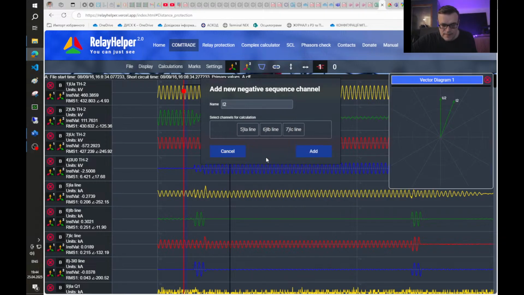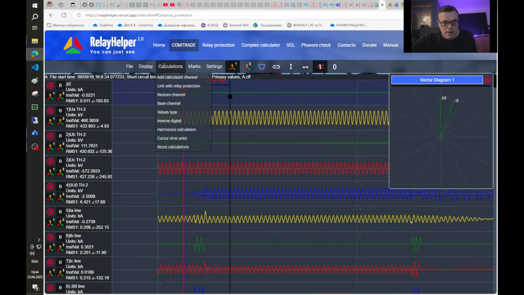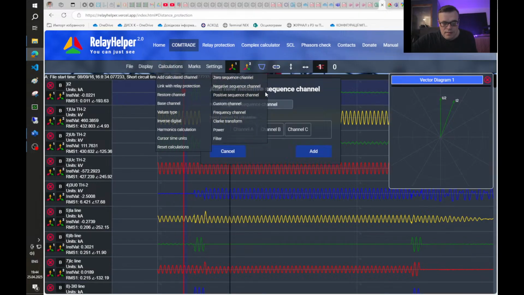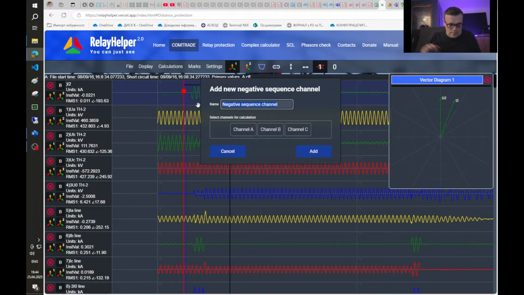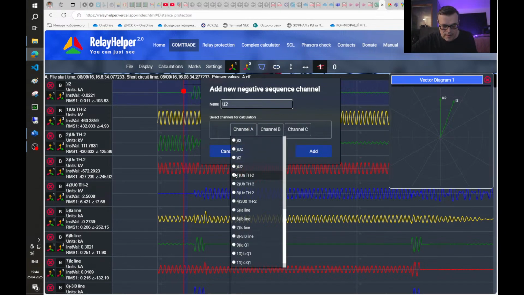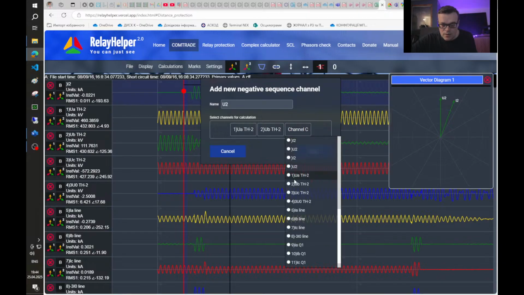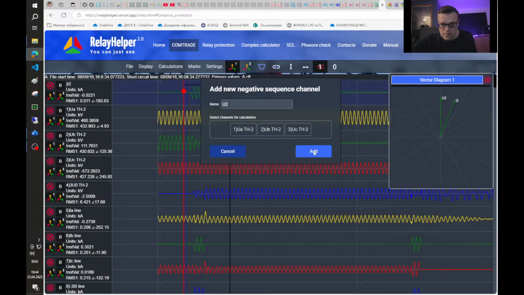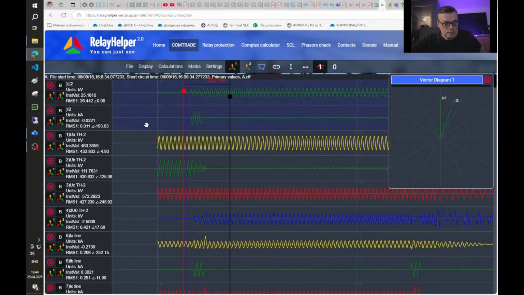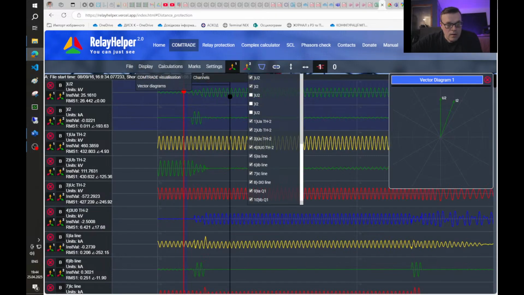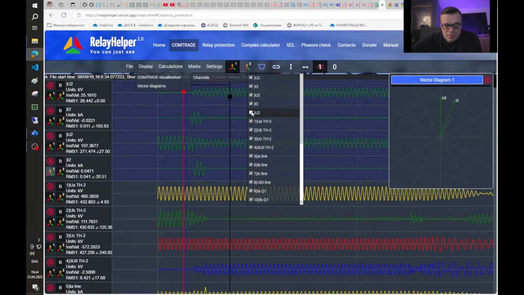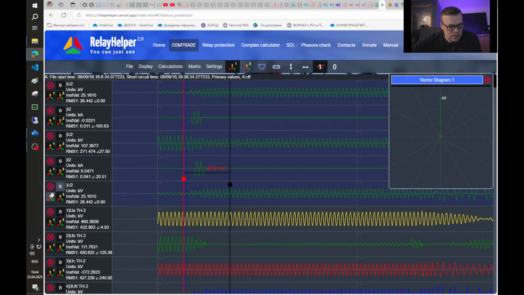Line, A, B, C. And negative sequence channel. Okay. Negative sequence channel to voltage UA, UB, UC. Okay, so I show you all this.